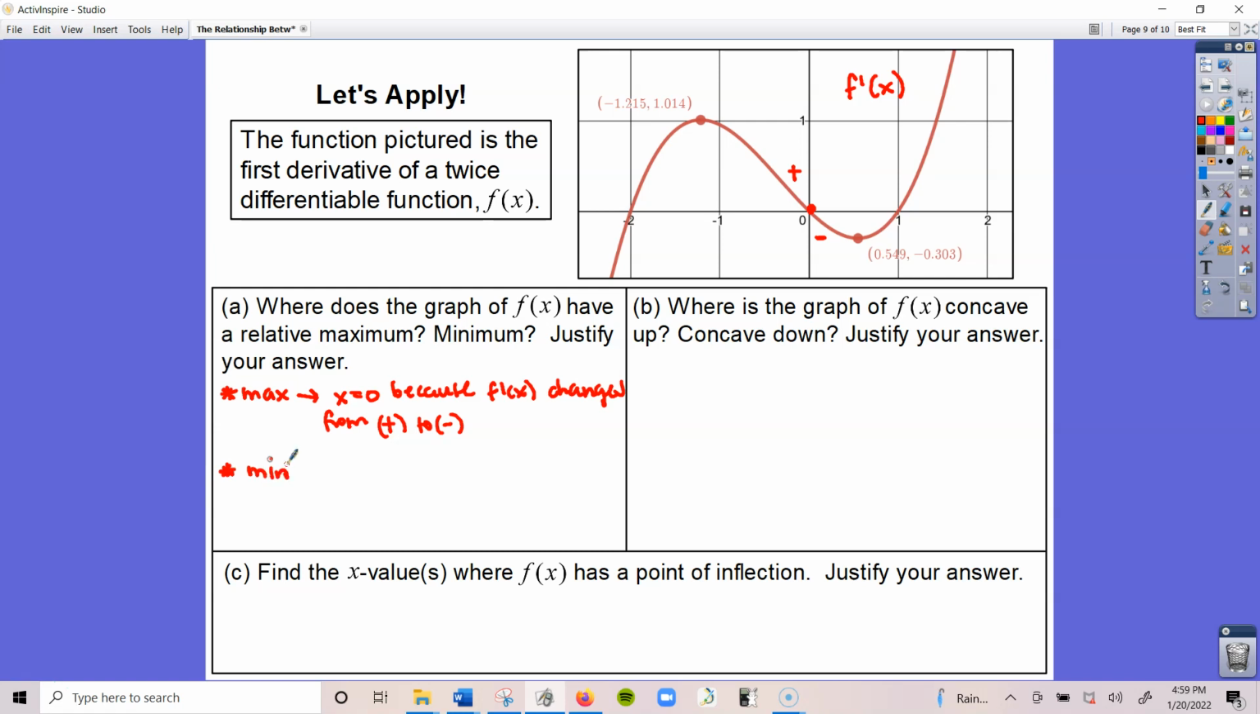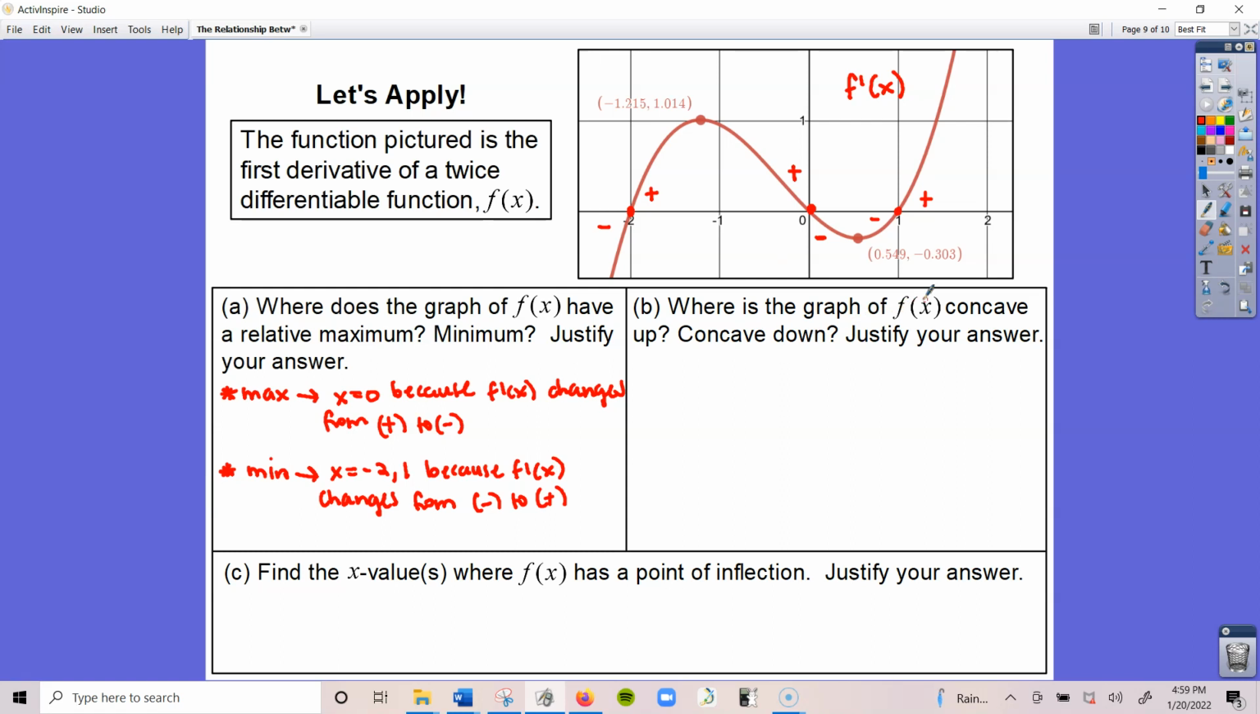Now for the minimum. We have a minimum when the first derivative changes from negative to positive, which we have one here, see, negative to positive, and then another one here, negative to positive. So this is at x is equal to negative 2 and 1 because f prime of x changes from negative to positive.